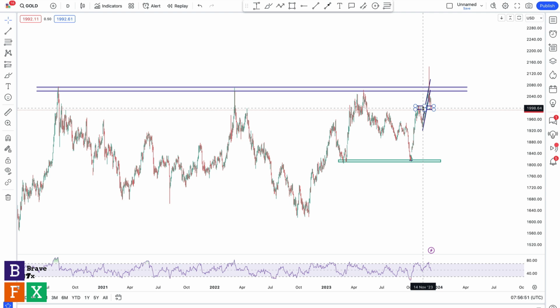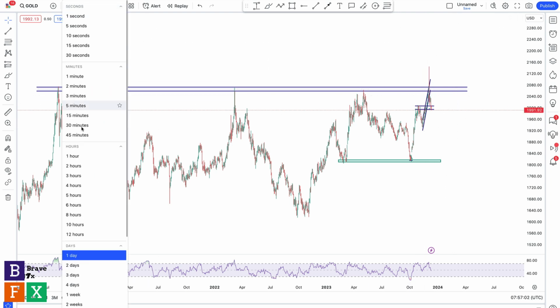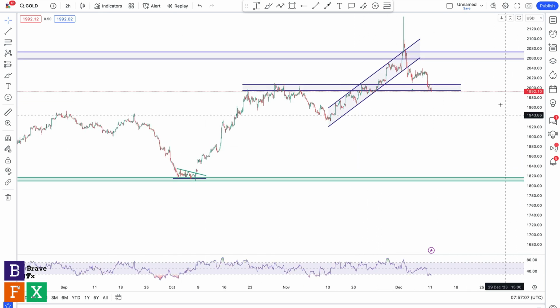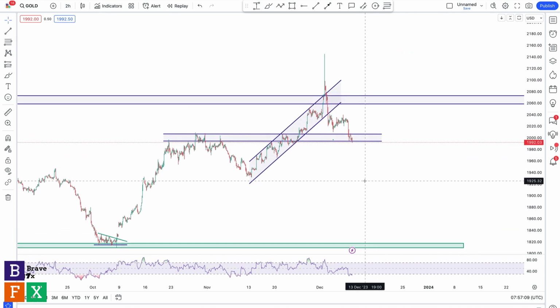So there's a good chance we may be heading lower for gold. We're going to go down to the lower time frame. Let's start from the 2 hours time frame to see what's happening down here to spot good trade opportunities for this week, right? I'm going to try as much as possible to make this video fast.